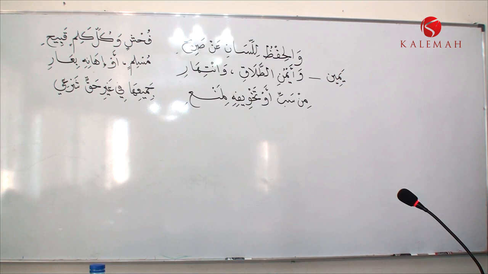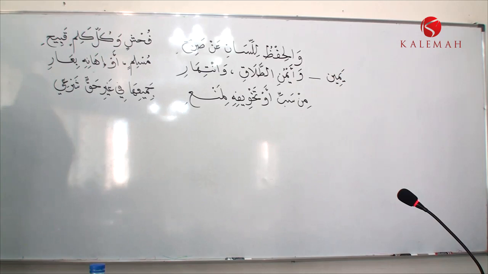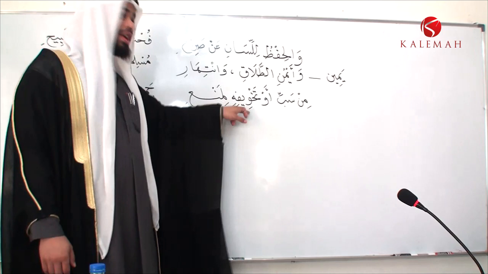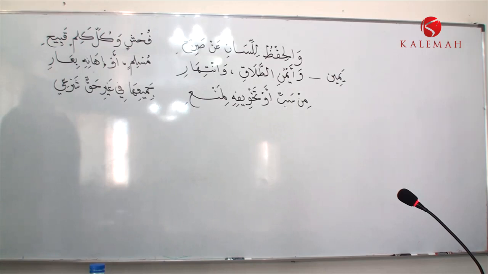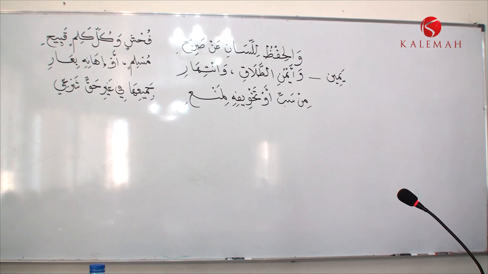So sab is cursing. Cursing is saying bad words to someone. Min sabbi or takhwif. Takhwif is frightening, scaring, threatening. It is not permissible to scare your brother Muslim, even if you're joking.